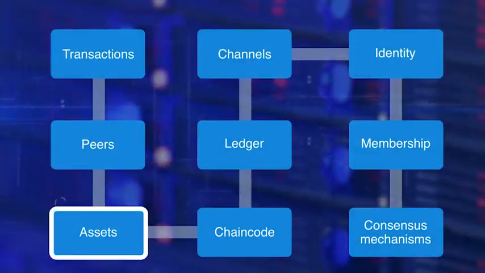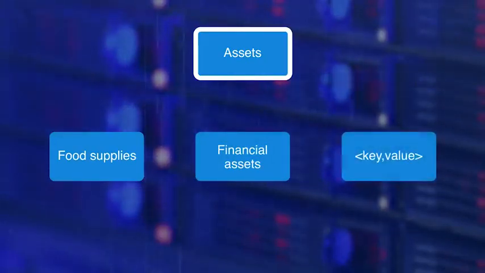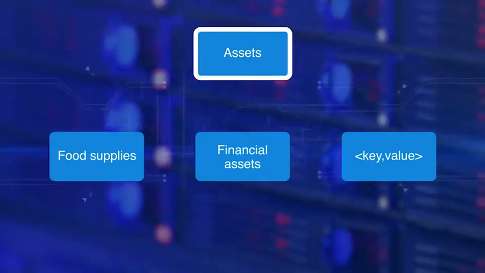Assets represent the tangible items of value that are transacted on the blockchain. For example, food supply and financial assets. Assets are represented in the program as key value pairs in JSON or binary format.